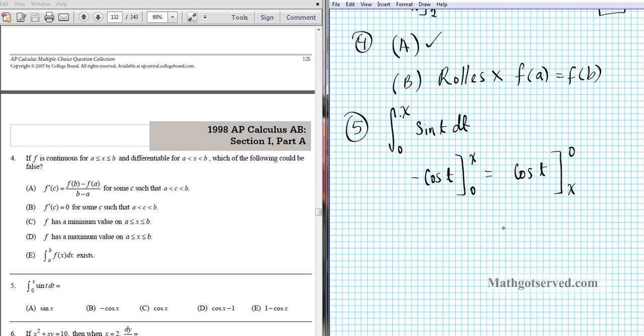Alright. So now plug in the upper limit using FTC part 2, cosine 0, minus the lower limit, cosine x. Cosine 0, remember, using your cosine curve, cosine 0 is the maximum, which is 1. So cosine 0 is just 1. 1 minus cosine x. And your answer is option letter E. Okay? So there you have it.